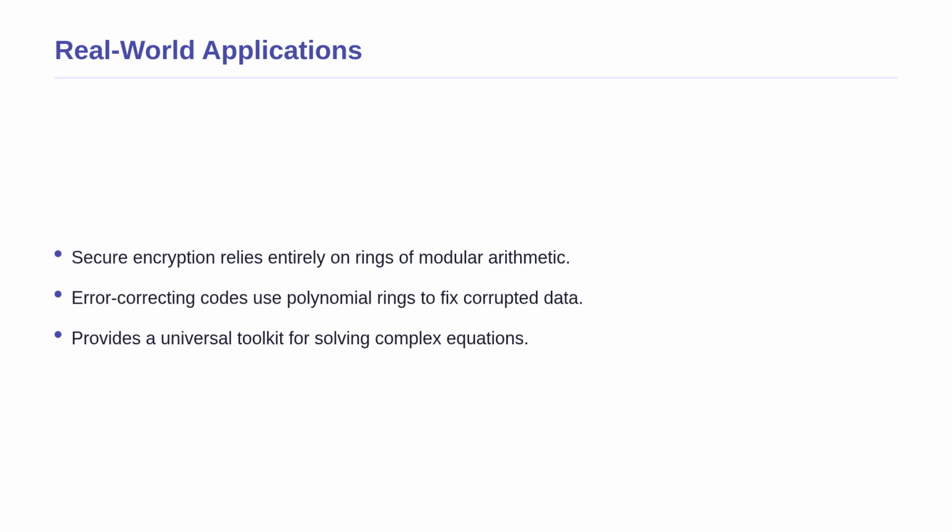In computer science, error-correcting codes use polynomial rings to fix corrupted data when streaming videos or sending pictures from space probes. It is a universal toolkit for problem solving across different universes of numbers.